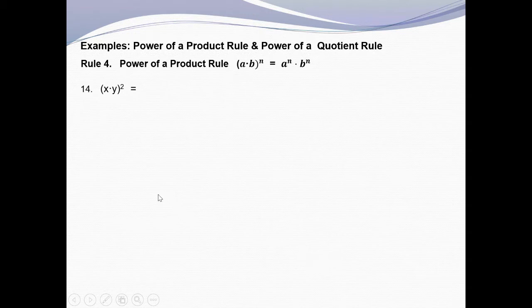Okay, now comes the power of the product rule, okay? So this is going to give us x squared times y squared. How about this one here? Can somebody try this one? What would it give us, guys?